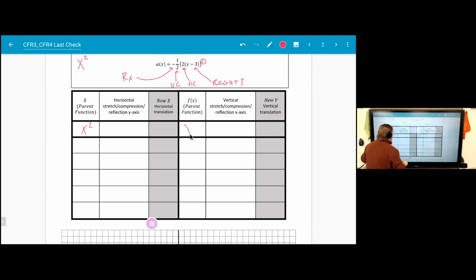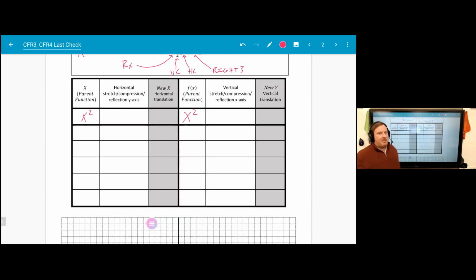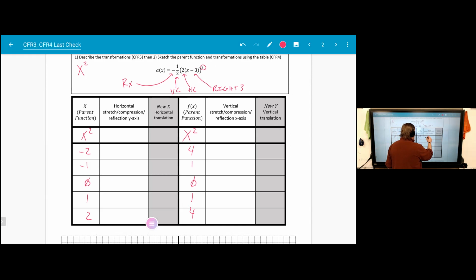X squared. My critical values, if you don't remember where I'm getting these from, it's because you probably need to look at the parent function packet. Critical x values, -2, -1, 0, 1, and 2. Critical y values that go along with that, the squareds are 4, 1, 0, 1, 4. Put the vertical things in, multiplying by -½. And then my translation is +0, because there's nothing adding, subtracting at the end.